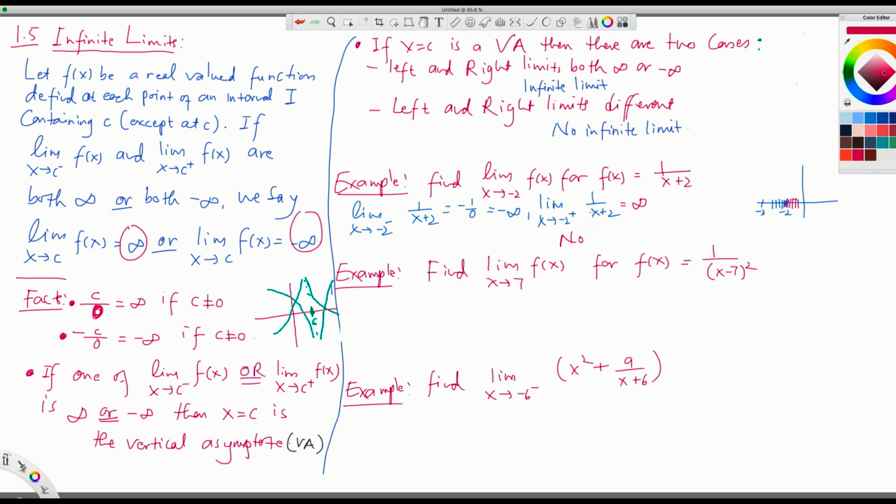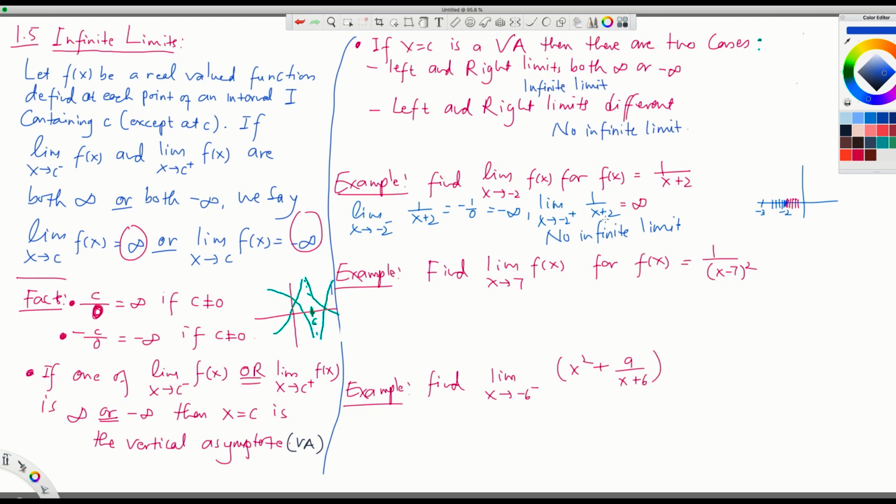Let me use different color there. So no infinite limit. Again, when you go from the left side, you will get negative number all the time. And then when you get very close to negative 2, this will be almost 0, but from the negative side, right? So it will be negative 1 over almost 0.